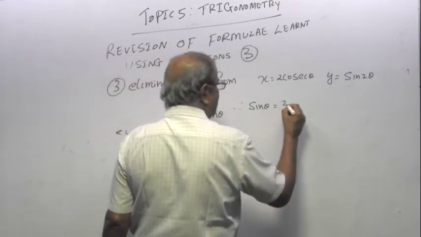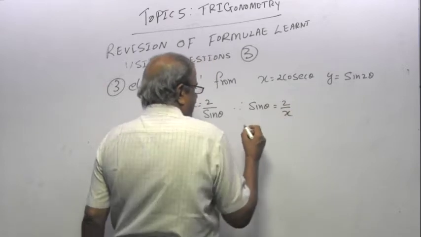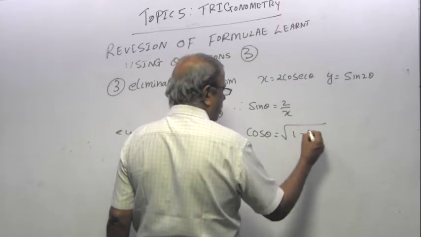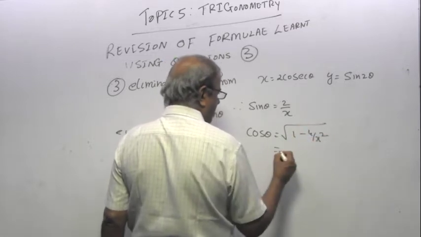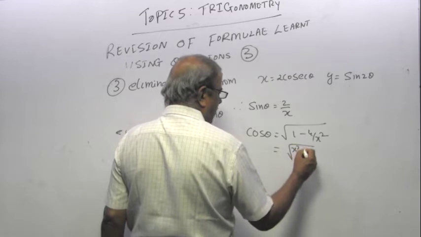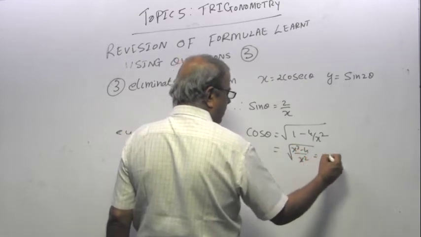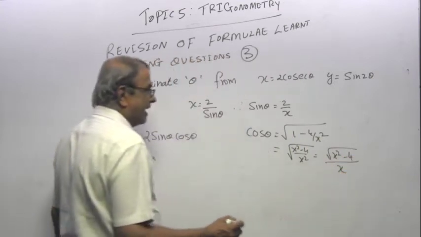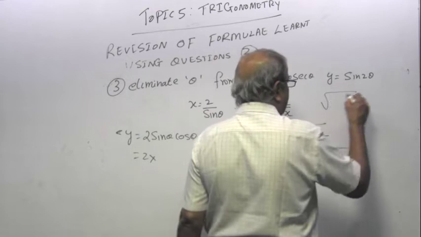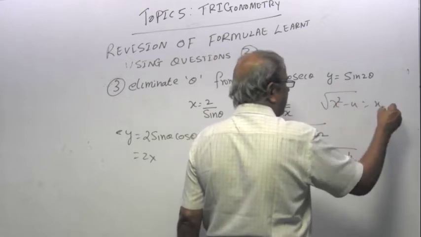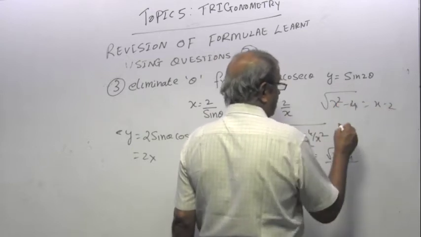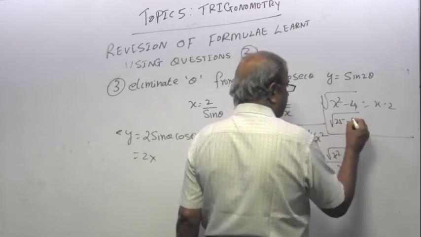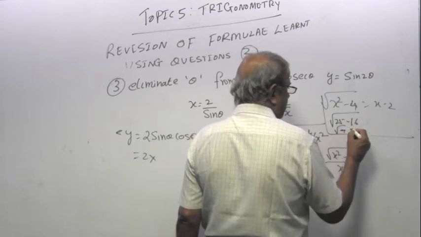Sine theta is 2 over x. I'm an idiot. Cos theta is root of 1 minus 4 over x squared, which is root of x squared minus 4 over x squared, which is root x squared minus 4 over x. Please, I have seen A-level students writing this. Root of x squared minus 4 is x minus 2. So my answer to that will be root of 25 minus 16 is root 9, which should be 3.